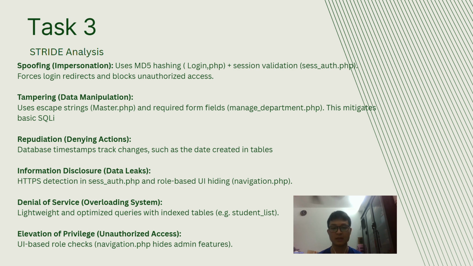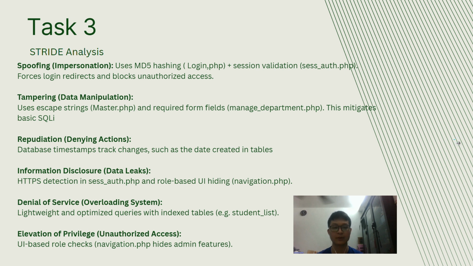we have our database timestamps track changes, such as the date created in tables. And next, for information disclosure, our system uses HTTPS detection and role-based UI hiding. For denial of service, our system uses lightweight and optimized queries with indexed tables. And for elevation of privilege, we have UI-based role checks in navigation.php, which hides the admin features to prevent unauthorized access by other users.